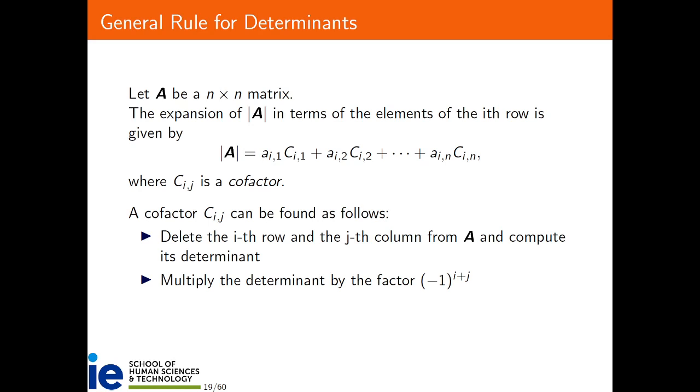And a cofactor is basically the determinant of a submatrix where a row and a column are deleted. And then we multiply that determinant by either a -1 or a +1, depending on basically this number here, which is the sum of the row index and the column index.